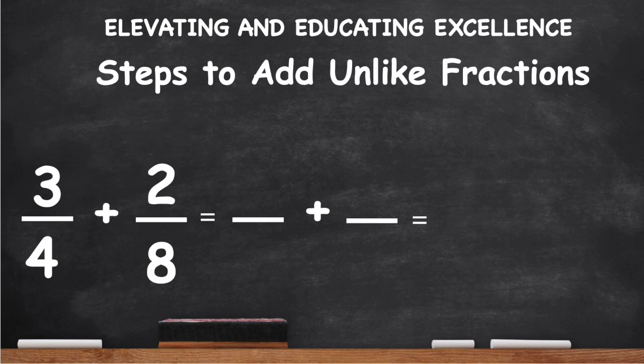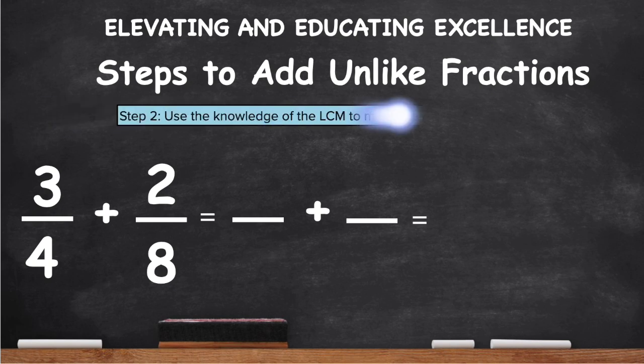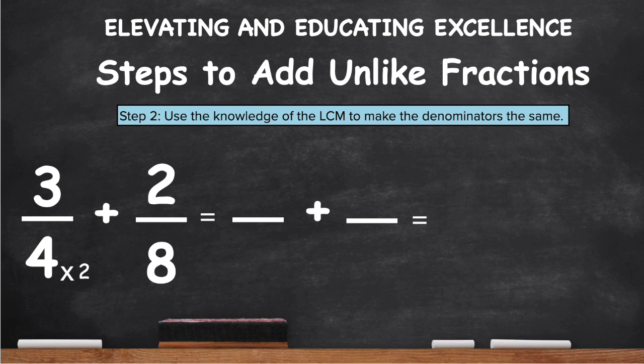Now that we know that the LCM is 8, we're going to make sure that the bottom numbers in both fractions are equal to 8. In order to do that, we have to do 4 times what we said above to equal 8. So again, step number 2 is using the LCM to make the denominators the same. We're going to do 4 times 2. And remember, what we do to the bottom, we must do to the top. So that means we're going to do 3 times 2, which equals 6, and 4 times 2 equals 8.